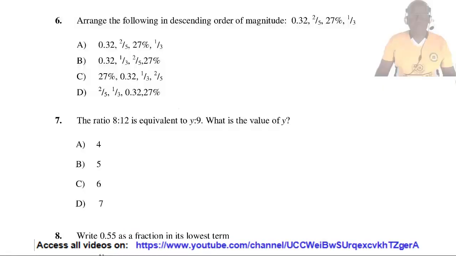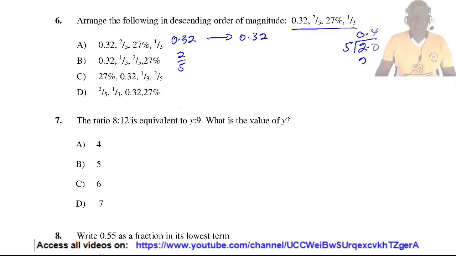Question 6. Arrange the following in descending order of magnitude: 0.32, 2/5, 27%, and 1/3. We shall convert all these items into decimals. 0.32 is already a decimal, so 0.32. 2 divided by 5, we shall use the long division method. 5 into 20 gives 4. The answer is 0.4.